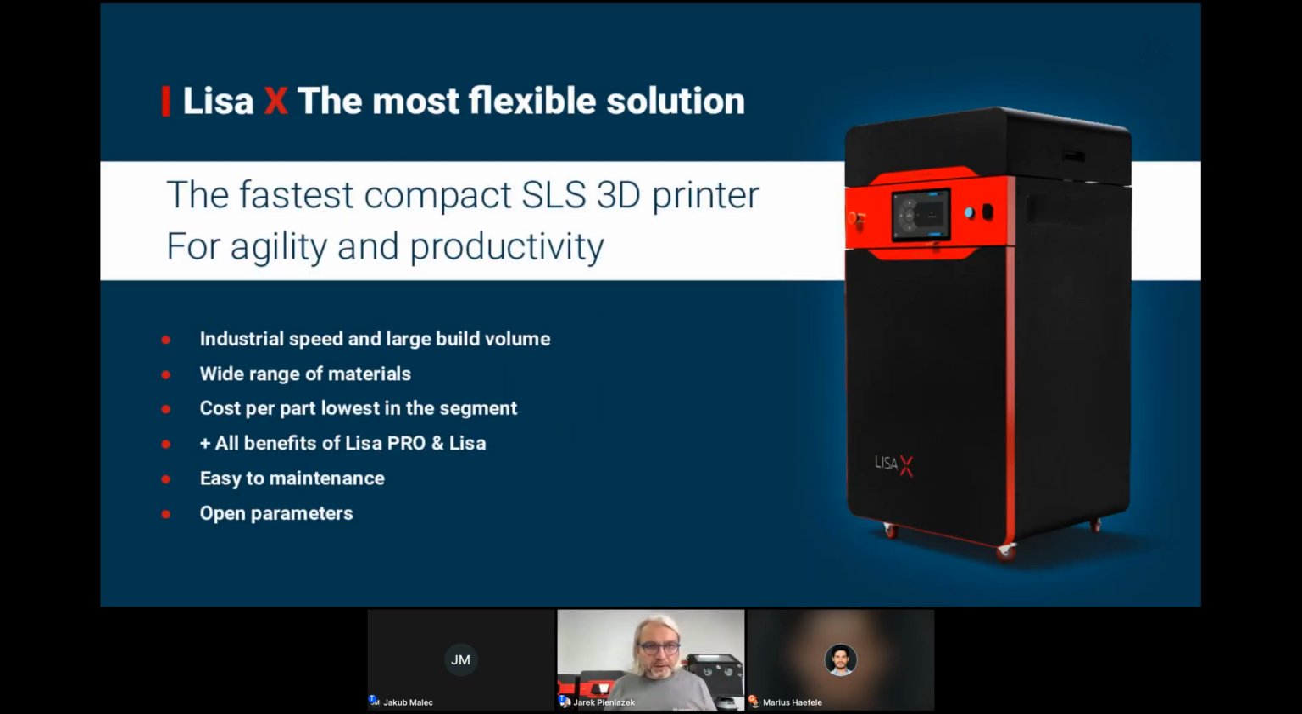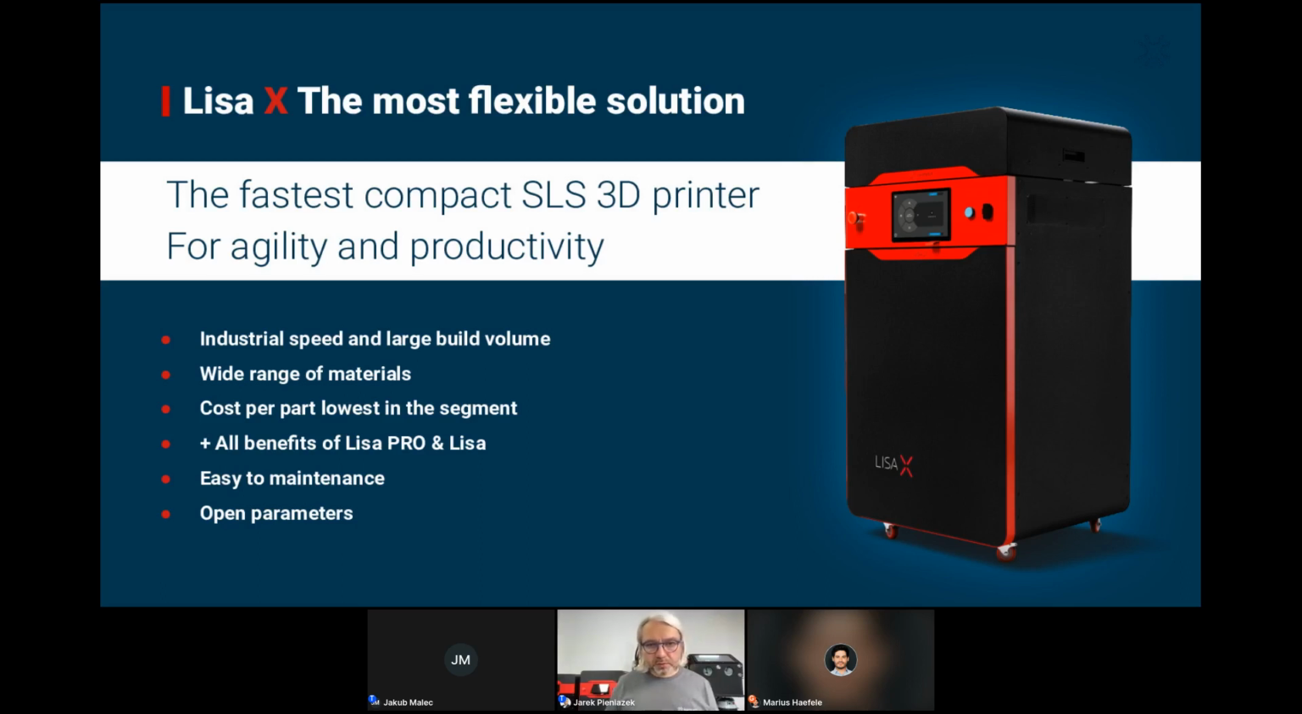And so what we will be talking about are our two new printers, Lisa X. This is the most flexible solution in our offer, the fastest compact SLS on the market, with a wide range of materials, so you can switch from one to another in a very easy way. You don't need separate printers, you can just use one, and the changeover and cleaning of the printer takes only 5 to 15 minutes, so it's really fast. And the cost of the printer is really low, the lowest in the segment.